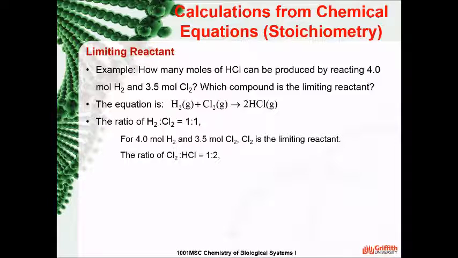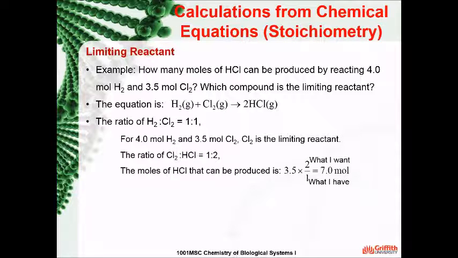The ratio of Cl2 to HCl is 1:2. The moles of HCl that can be produced is 2 times 3.5 moles, which gives 7 moles. What if we take this example further and ask how much H2 remains at the end of the reaction?